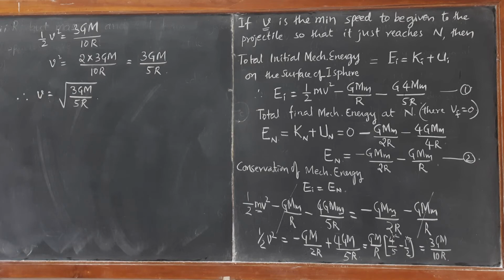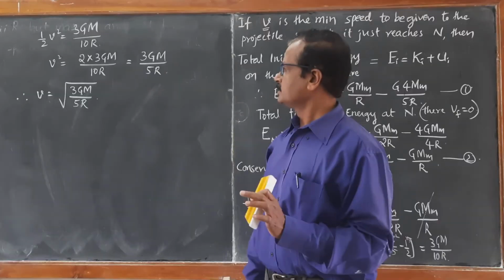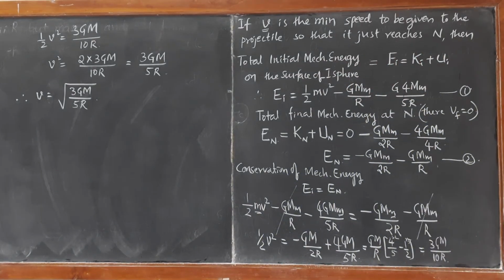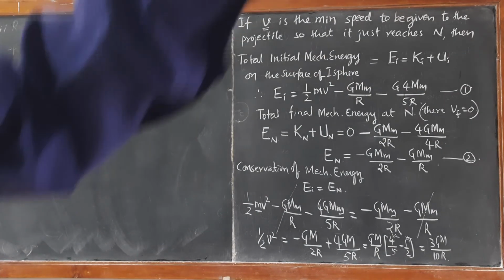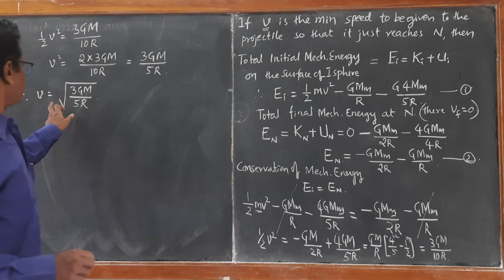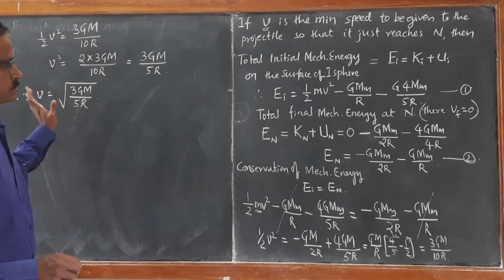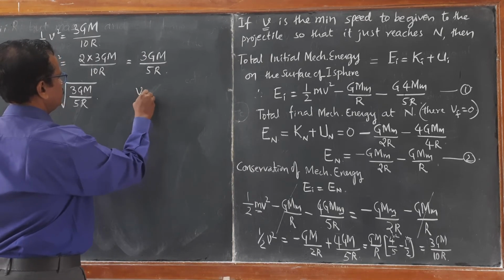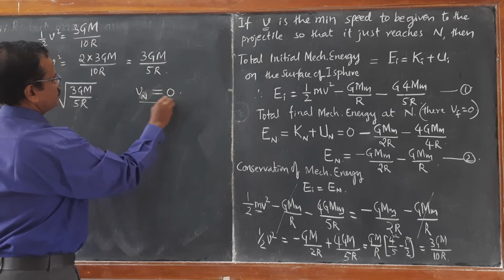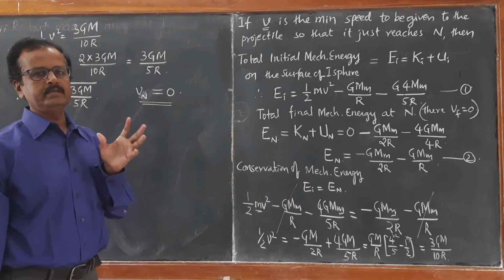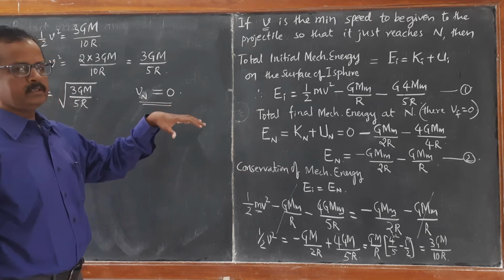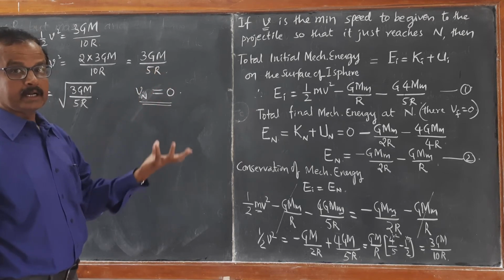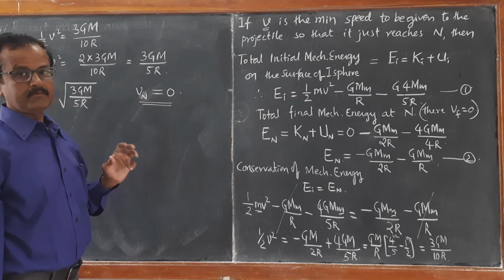By calculating the position of the null point, we can find out the minimum speed v. So square root of 3 GM upon 5r is the minimum speed to be given to the projectile, so that velocity at the null point will be just becoming equal to 0. But when it becomes 0 at the null point, it doesn't mean that it's going to fall with 0 speed on the second sphere, because the second sphere starts attracting with its greater gravitational pull on the projectile of mass m.